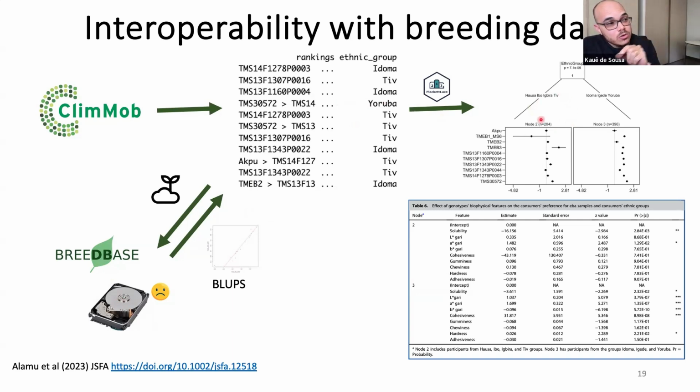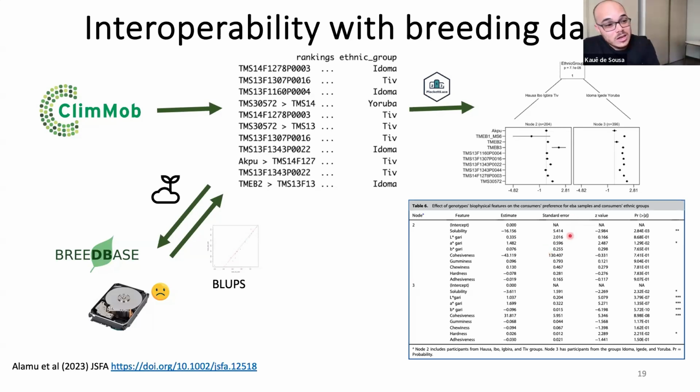You can use socioeconomic data to get the performance of varieties based on ethnic groups, for example, in the case of this paper. The BLUPs also help you understand how the varieties, from the data that you collect in the laboratory, correlate to what farmers tell you or what consumers tell you under a Tricot approach.